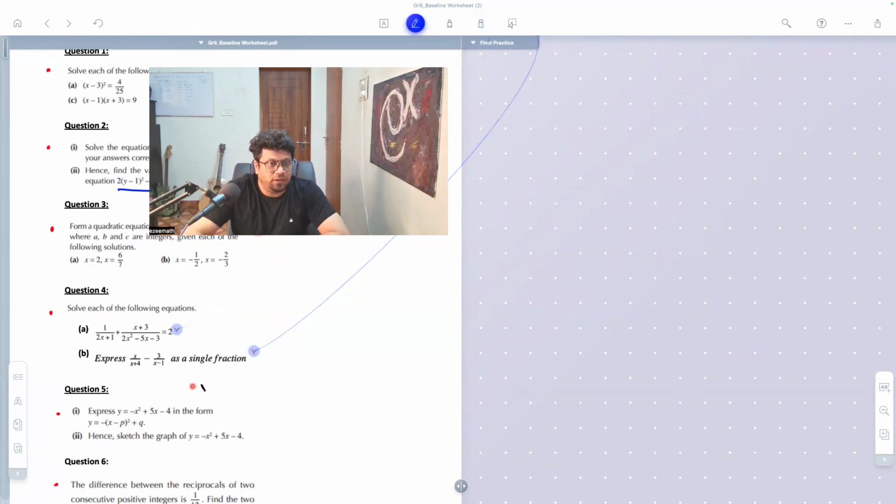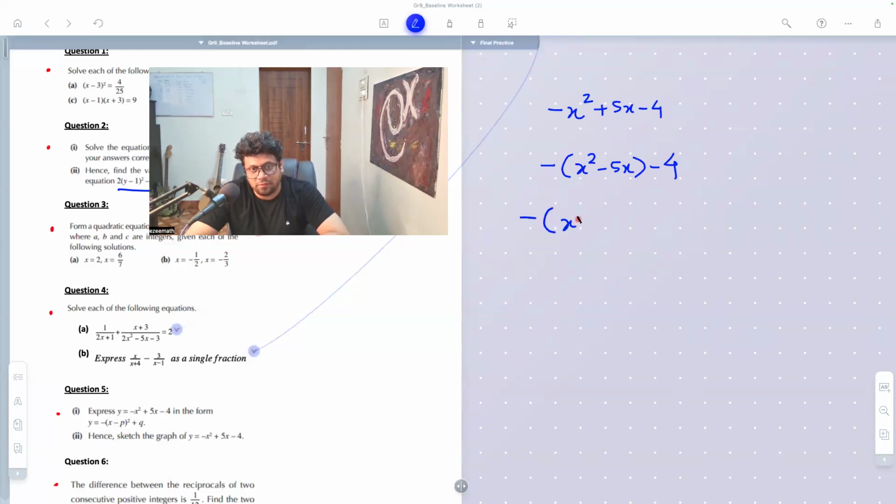Okay, so you look at negative x square plus 5x minus 4. The idea here is to take a negative out common from the first two terms and put them in a bracket. By the way, these two are supposed to be in a bracket always. In the bracket, you're going to add two terms. Look at the coefficient of 5. You're going to add a plus (5 by 2) square and a minus (5 by 2) square. That's the completing the square method. And then a minus 4, just like it was.